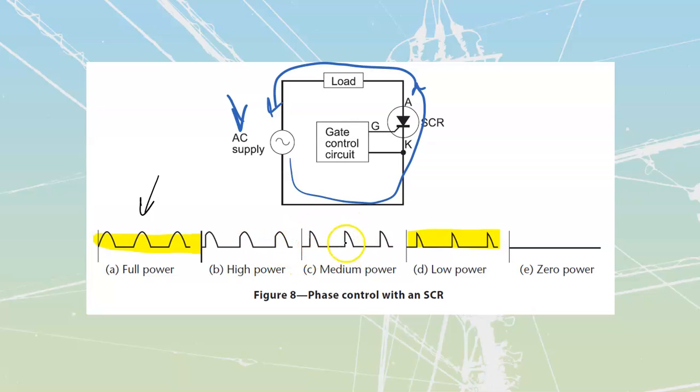And if I wait a bit more and chop away a bit more of the waveform before I turn this thing on, then I'm going to have less power. And I can chop it away until I have even less power, or all the way down to zero power. It's still the same waveform for all of these. It's just how much of that waveform we are allowing to pass through with this SCR. This is what is going to give us phase control.